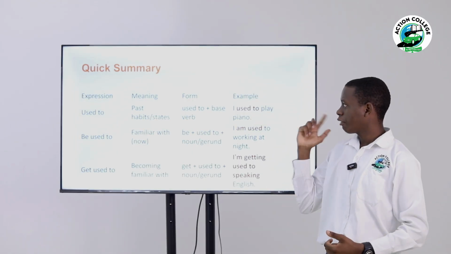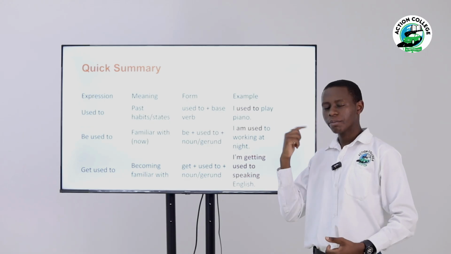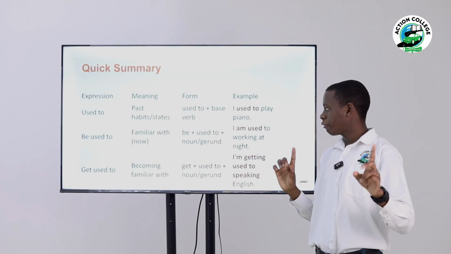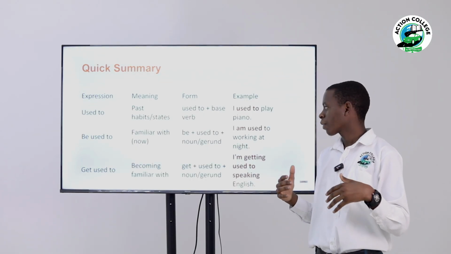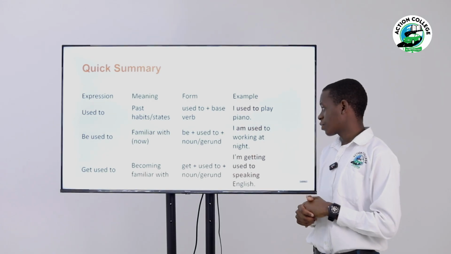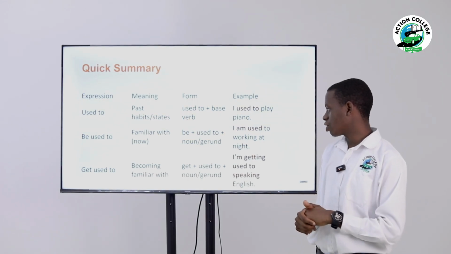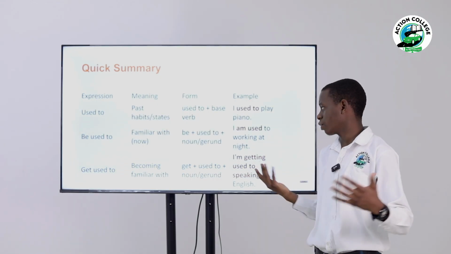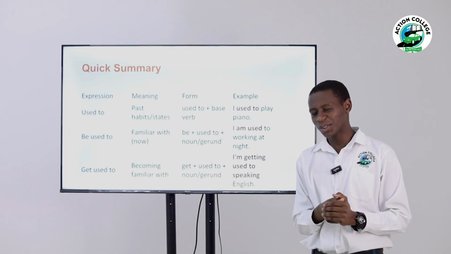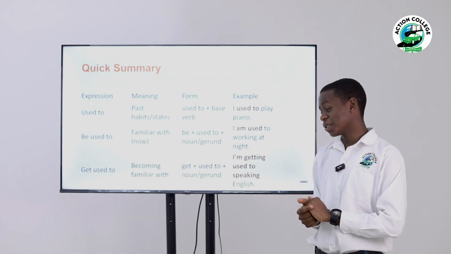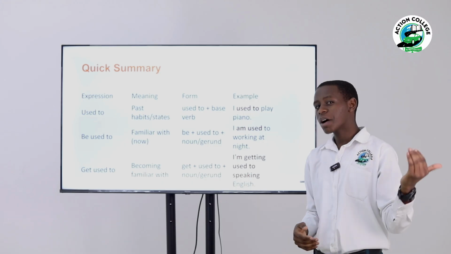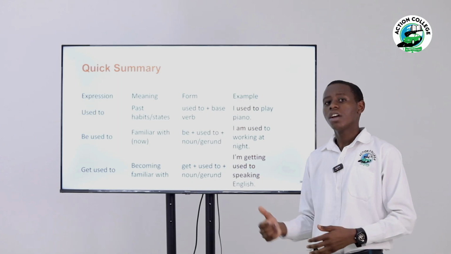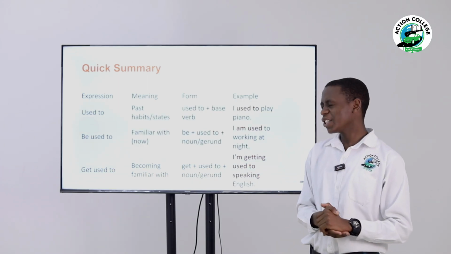First, we saw that for "used to," we use it for habits, past habits or past states. We saw that you can use "be used to something" when you are familiar with something. And you can say "get used to" when you are in the process of becoming familiar with something. Remember that "be used to" and "get used to" you can use in the present, past, or future. Those are some examples I showed you, so you can try to use them.